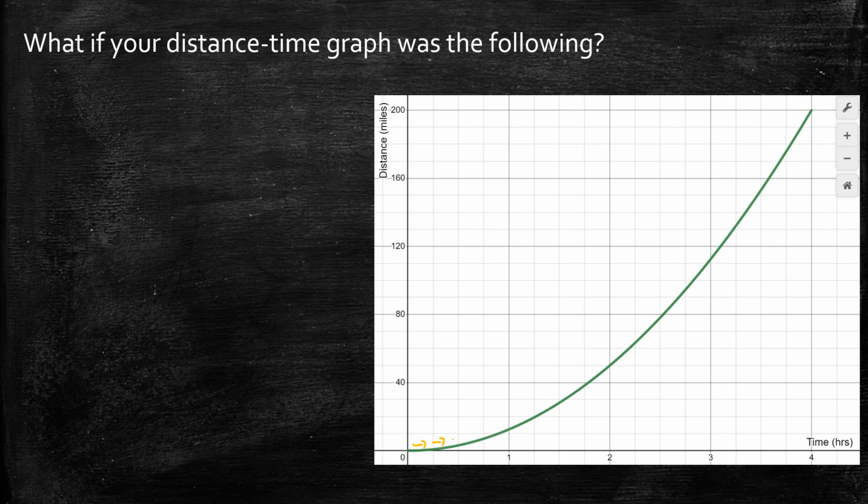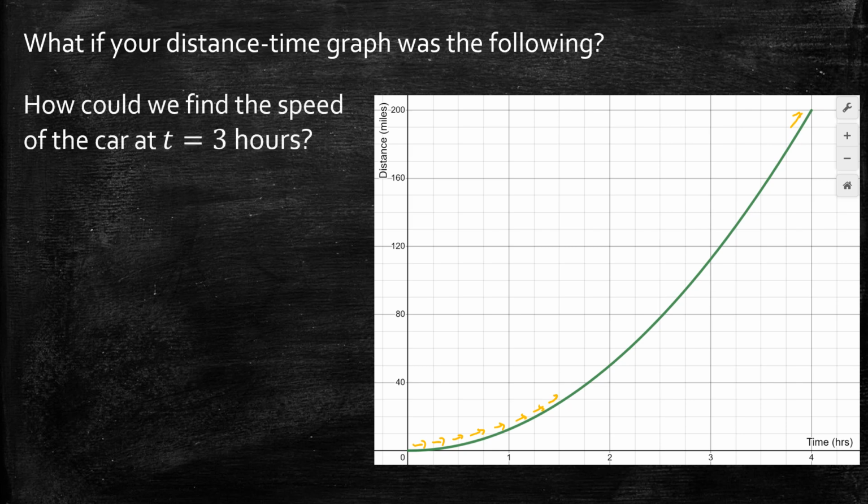You're starting off slowly and you're picking up speed the whole way. Admittedly, you're not slowing down or stopping until you get to your destination, and that's a little bit unrealistic because you don't slow down in order to arrive. You just, I don't know, crash into the front driveway. So, question again, how could we find the speed of the car at t equals 3 hours?